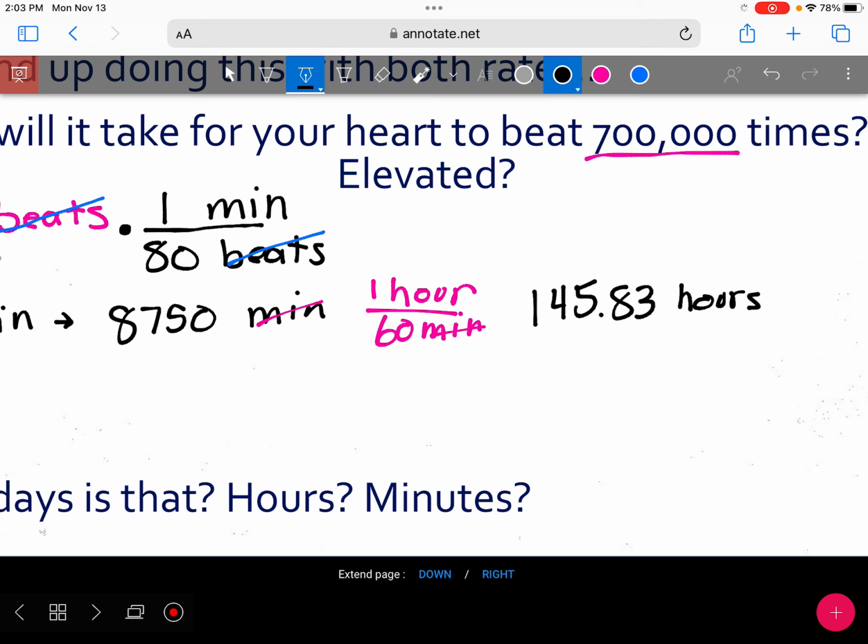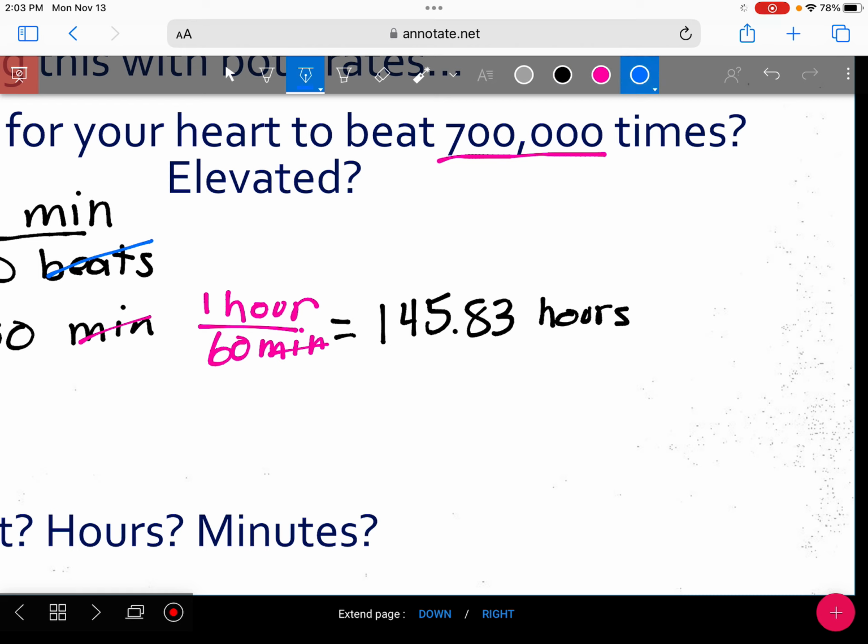Again, great. How long is that? Divided by 24. Yeah. So if we divide by 24, that'll get us into days, since 1 day is 24 hours. So if we divide that by 24, I get 6.076 days.